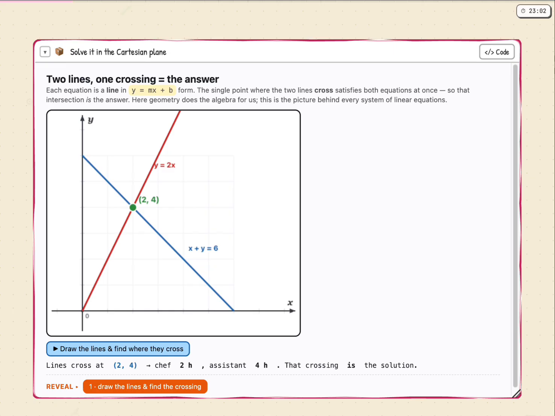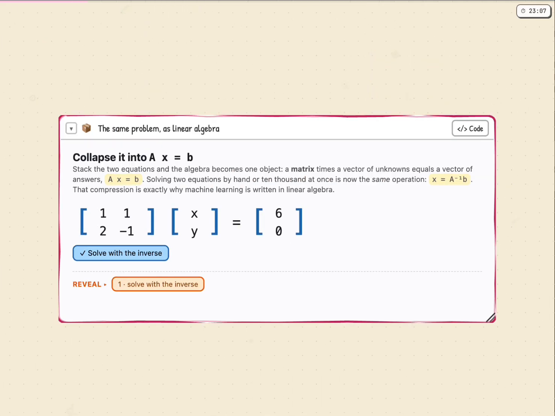But first, can we make this even more compact? Watch what happens when we stack our two equations on top of each other and pull out just the numbers. The coefficients, the numbers multiplying x and y, form a grid. We call that grid a matrix, and here we'll name it capital A. The two unknowns, x and y, stack into a little column we call a vector. And the answers on the right side stack into another vector, b, and now the entire system, both equations at once, collapses into three symbols, Ax equals b. That is linear algebra in a nutshell. A matrix times a vector of unknowns equals a vector of answers.